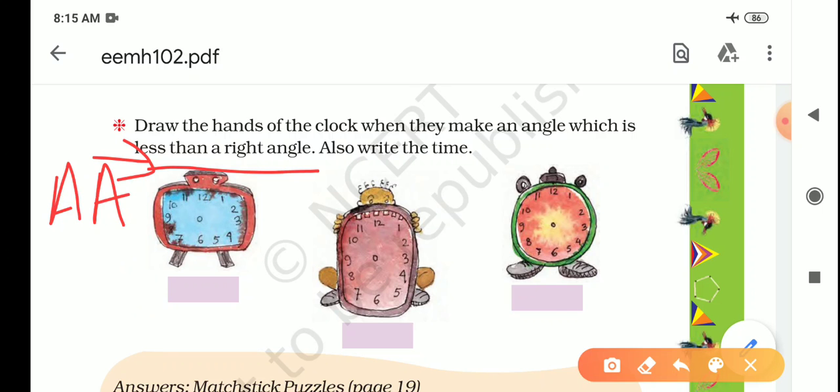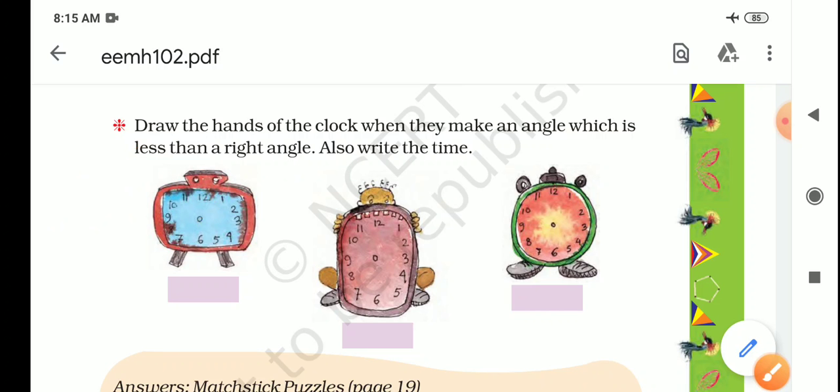Or you can make 6:25, you can make 2:15, or any other timings you can take, but it should be an acute angle. Okay, so like this, if we put the small hand on 1 and the big hand on 12, then this becomes an acute angle. And you can make 6:25 also, you can make 2:15 and any other timings, whatever according to your choice. It should be an acute angle and you have to write the timing.